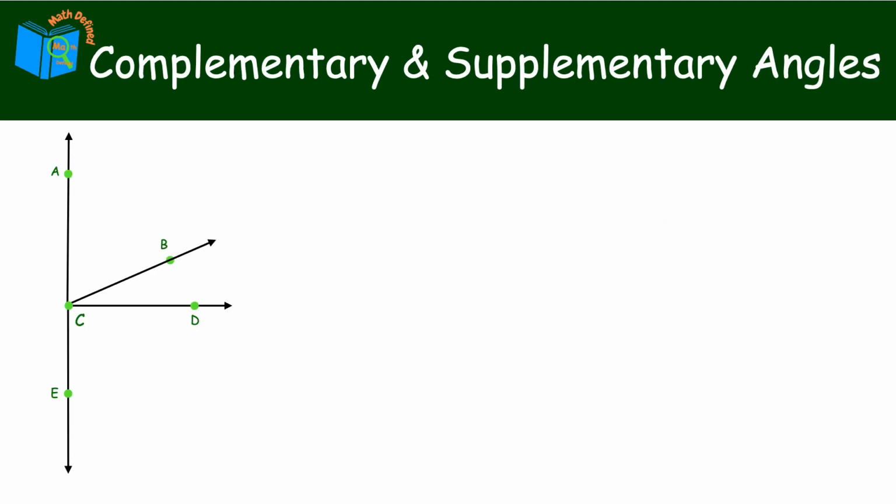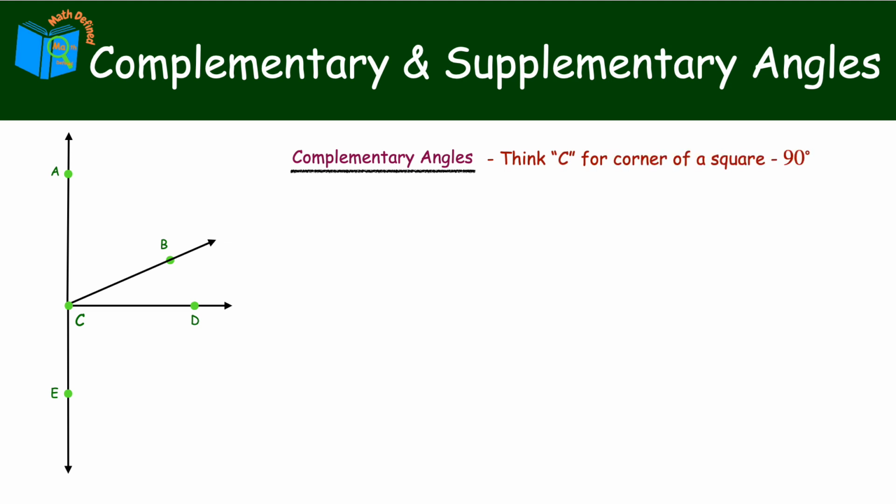Let's move on to complementary and supplementary angles. Complementary angles are two angles whose measures add up to 90 degrees. Think C for corner, since 90 degrees makes the corner of a square. For example, angle ACB is 60 degrees, and angle BCD is 30 degrees. They are complementary because 60 degrees plus 30 degrees is 90 degrees.